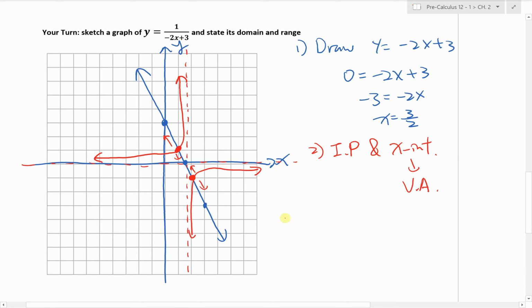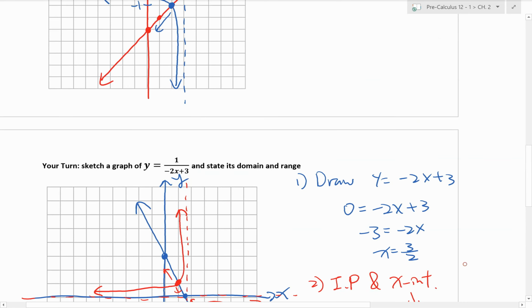Oh, I guess we need to state the domain and range. So the domain would be, oh, did I do that for the previous question? I guess I didn't. It would be all real numbers except x cannot equal 1.5. Usually we write it like this: x cannot equal 1.5, but everything else. The range then would be not equal to 0, right? Because that's our horizontal asymptote, but y could be everything else.